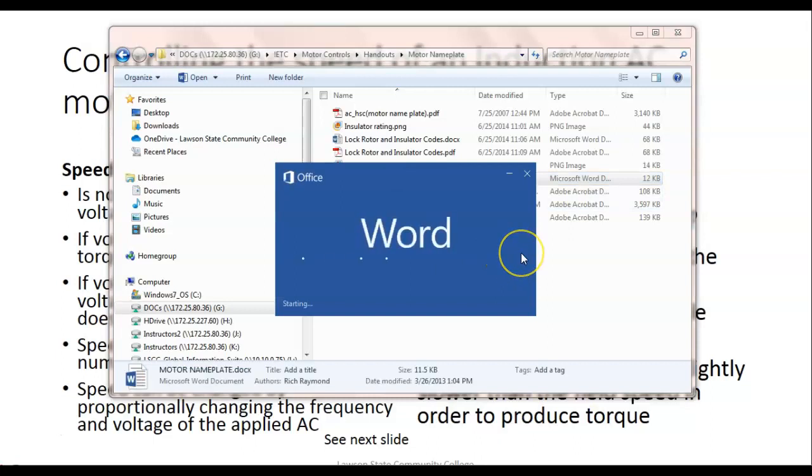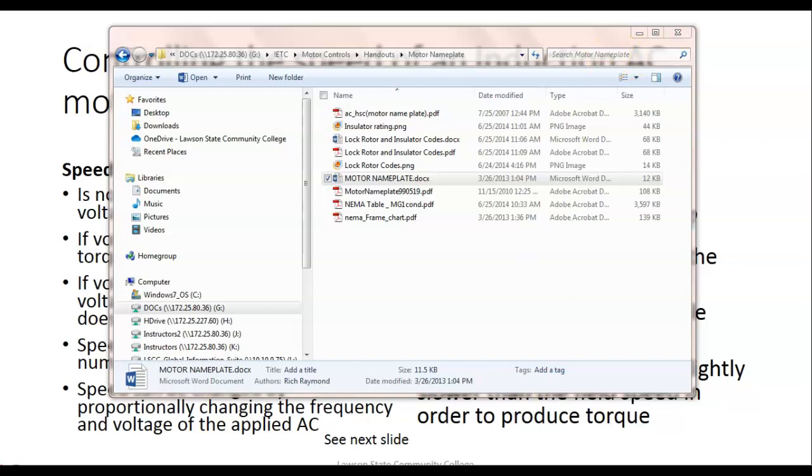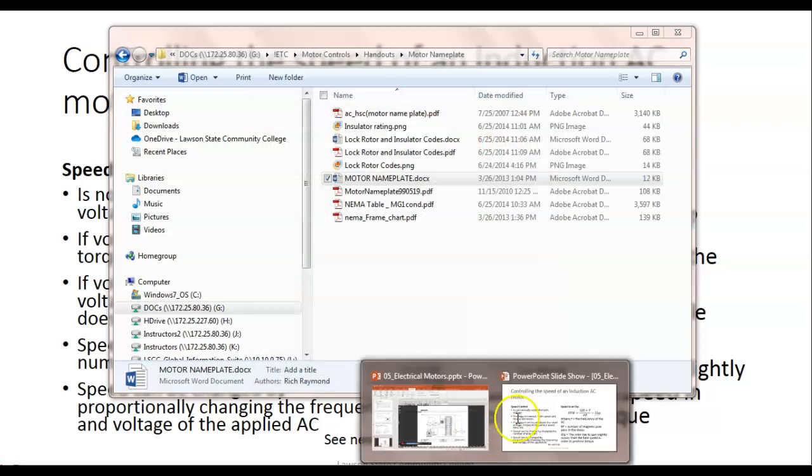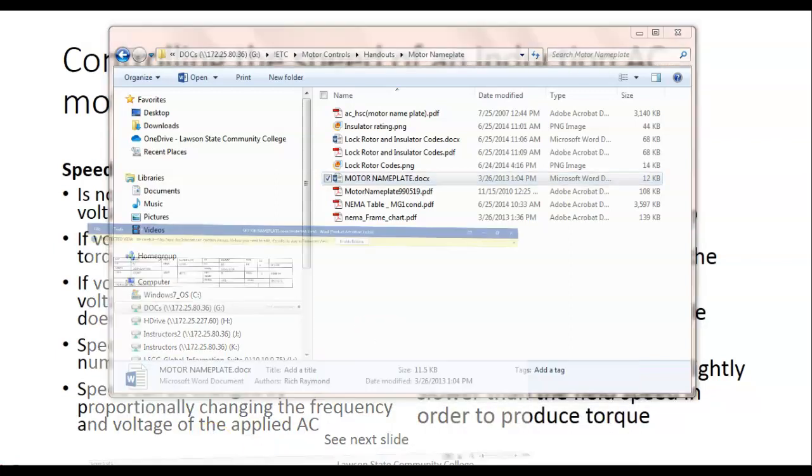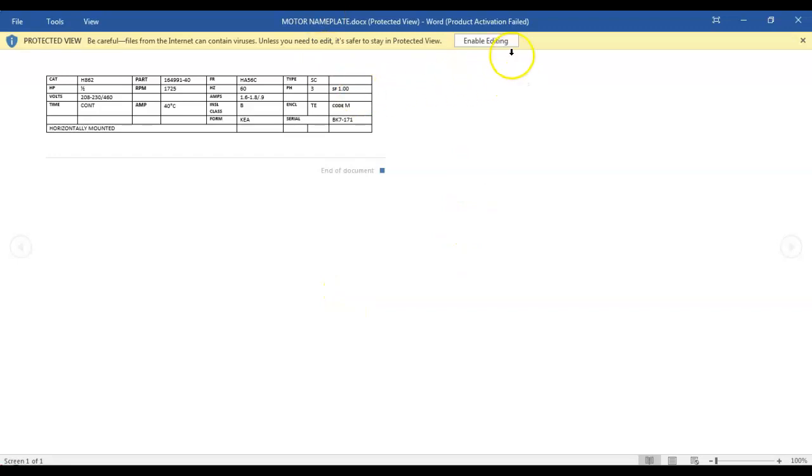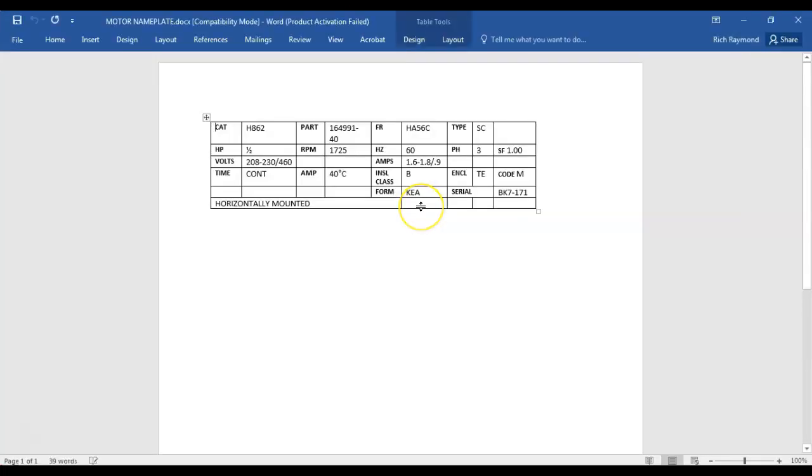So this is a typical motor nameplate. This is the horsepower rating. So this is 1725. I know it's a 4-pole motor, right? And then that would be 75 slip. This is the frequency it's designed to operate. This is the 3-phase motor.